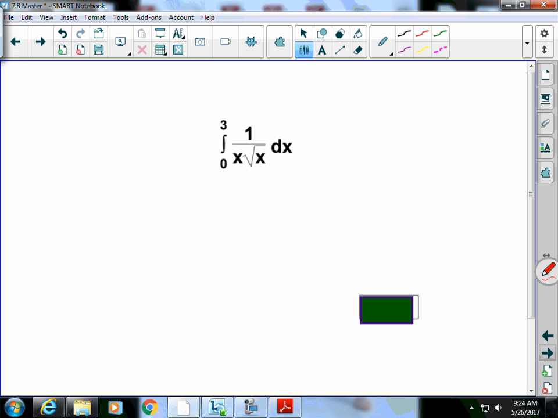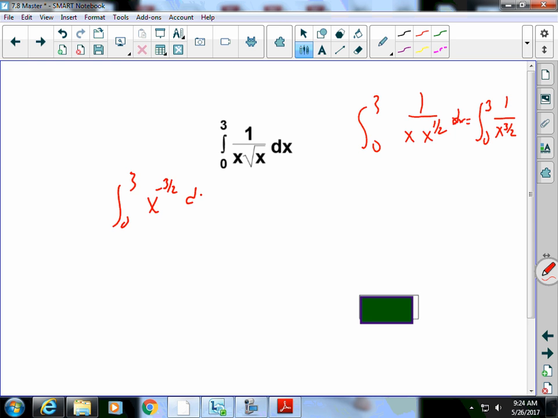All right, so now we're going to look at this problem. But before I do anything, I could rewrite this as the integral from 0 to 3 of 1 over x times x to the 1/2, dx. I can add my exponents, and that's a 3/2. So I can look at this as the integral from 0 to 3 of x to the minus 3/2 dx.